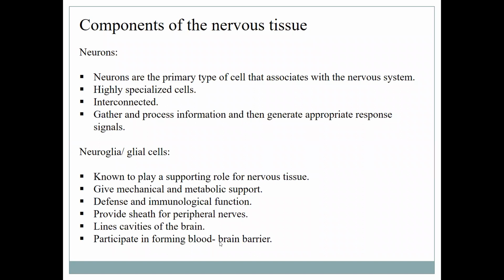And there is a small special thing between the brain and the blood vessels, which is called the blood-brain barrier. These neuroglia cells are participating in forming the so-called blood-brain barrier.